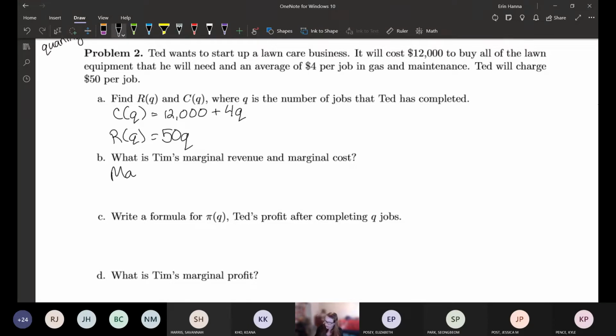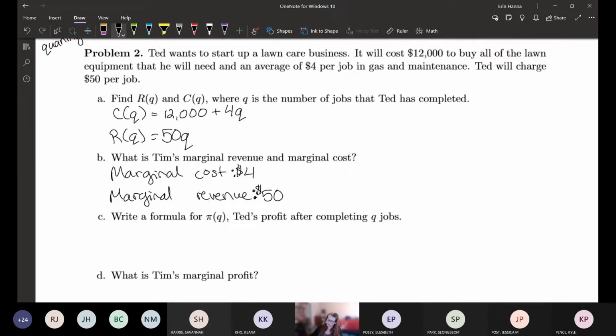So here our marginal cost would be the slope of our cost function, which would be 4. And our marginal revenue would be the slope of our revenue function, which would be 50. Or again, you don't always have to think about it as slope. It's just the cost of making the next item, or in this case, the cost of doing one more job. So the cost per job was $4, and the revenue per job in this case is $50.